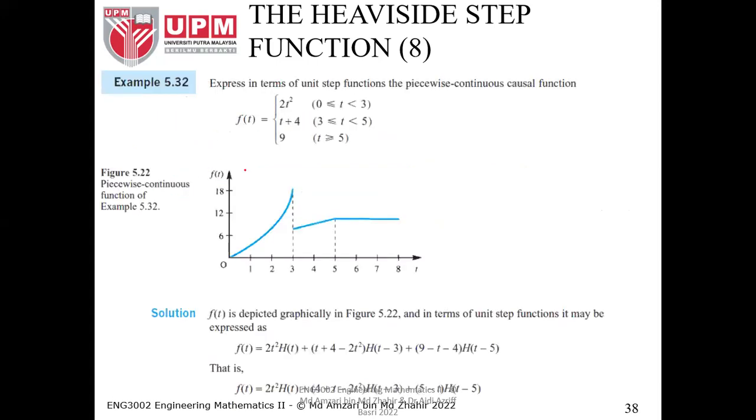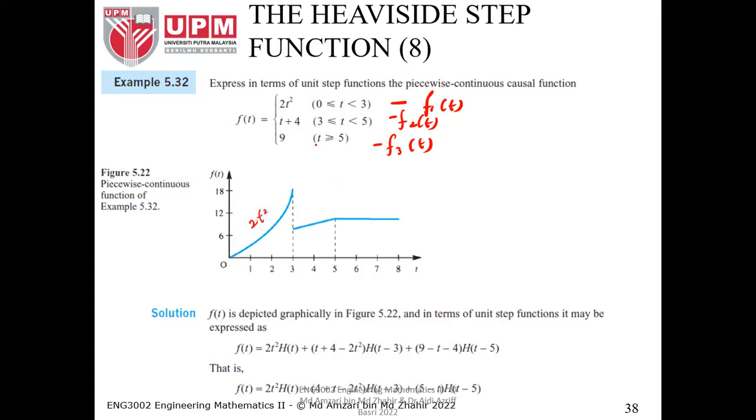Okay, we go for examples. This will give you a clearer picture. Express in terms of unit step functions the piecewise continuous causal functions. So you have three functions here: f1, f2, and f3. The first function is a quadratic, for f(t) from 0, 0 until 3, 3. The function is 2t squared, so the graph will be something like this.